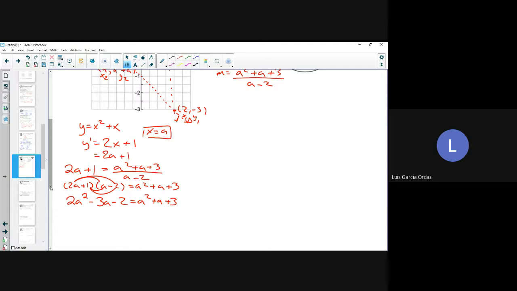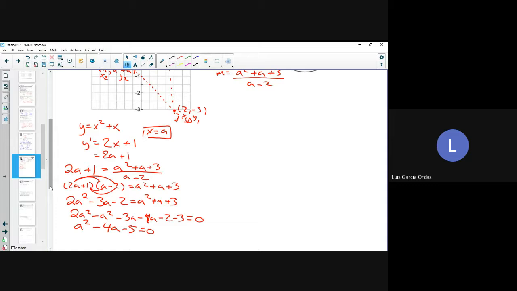Now I need to move everything over to one side. So preferably let's move my right side to the left side. So I get 2a squared minus a squared minus 3a minus a minus 2 minus 3, and that all equals 0, which means I get a squared minus 4a minus 5 is equal to 0.